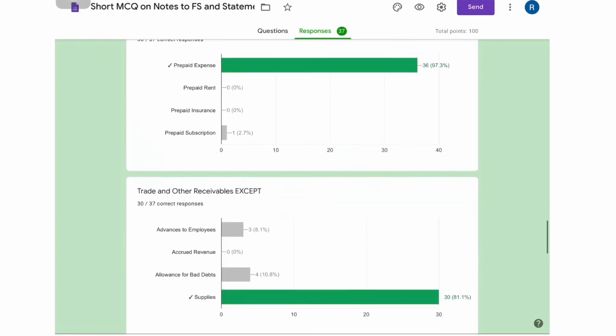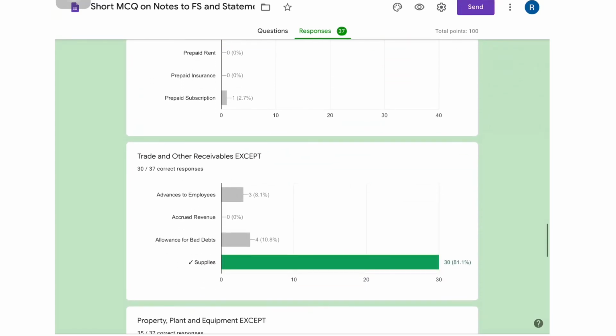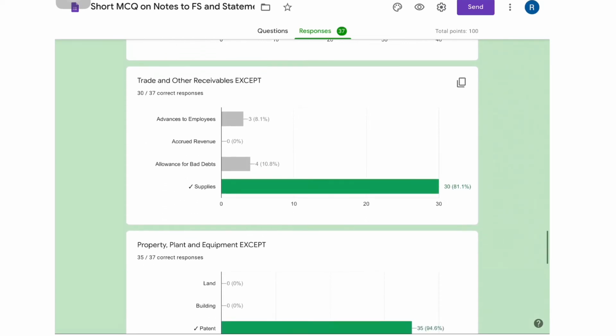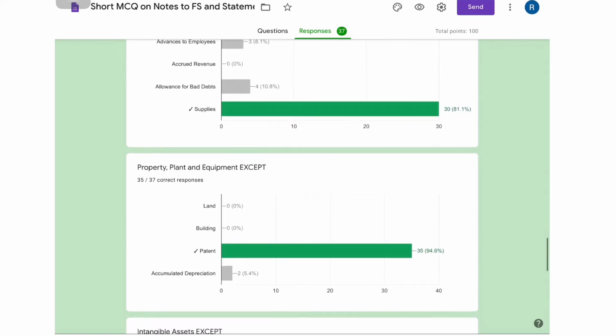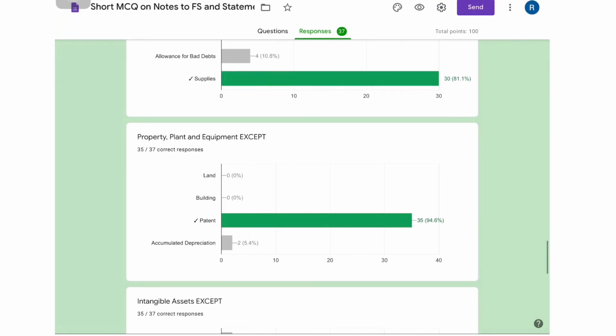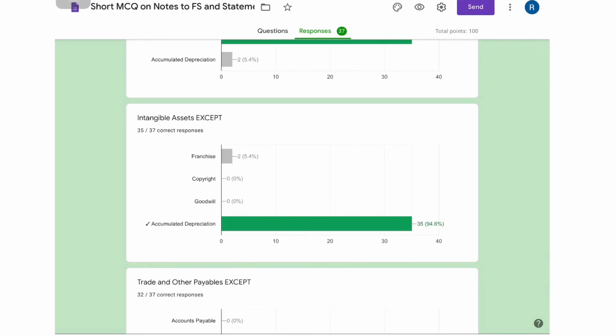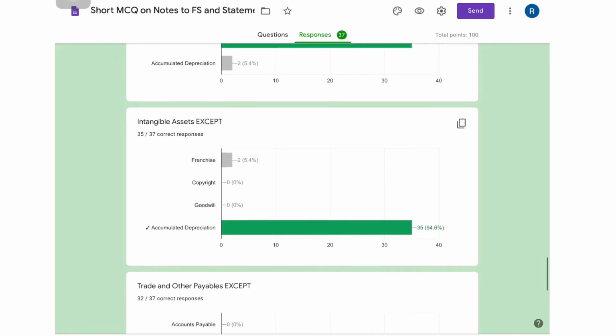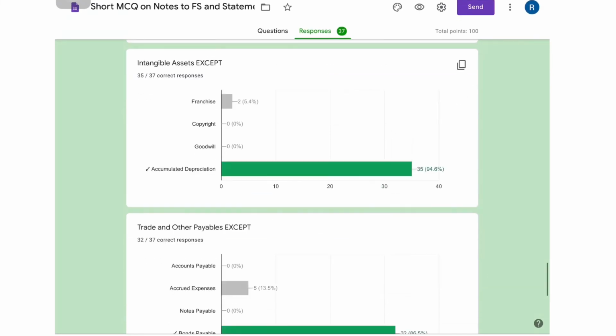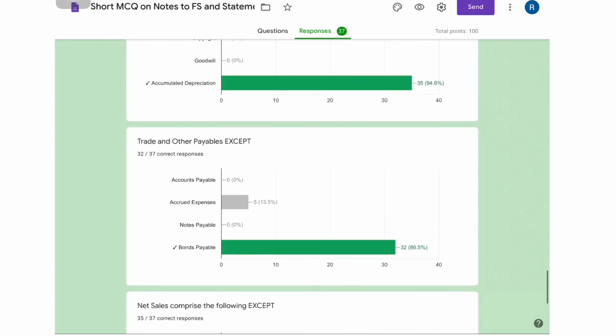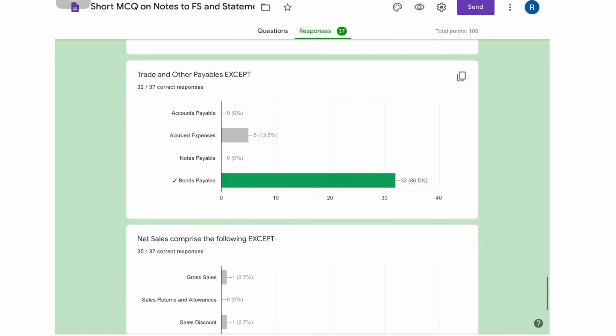Next, trade and other receivables, except the answer here is supplies because supplies is under prepaid asset or prepaid expense. The rest are trade and other receivables. Property, plant, and equipment except patent because that's an intangible asset. Intangible asset except the answer is accumulated depreciation because that is under property, plant, and equipment. Trade and other payables except bonds payable because bonds payable is a non-current liability.